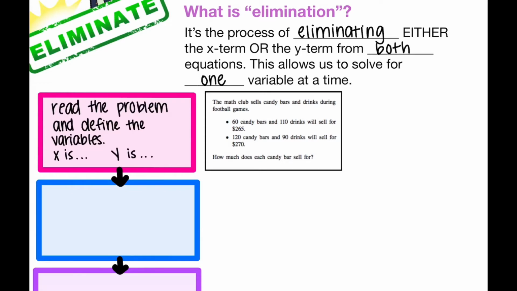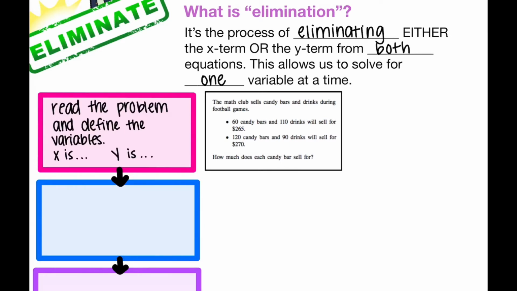Let's look at this example together. The math club sells candy bars and drinks during football games. 60 candy bars and 110 drinks will sell for $265. 120 candy bars and 90 drinks will sell for $270. How much does each candy bar sell for?